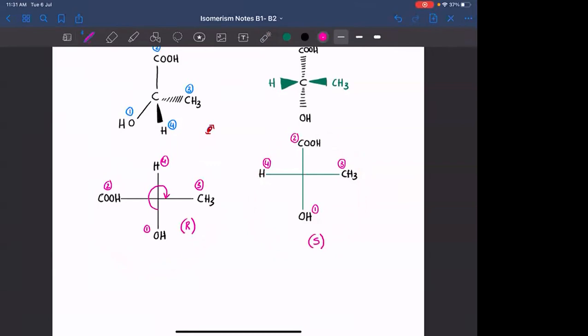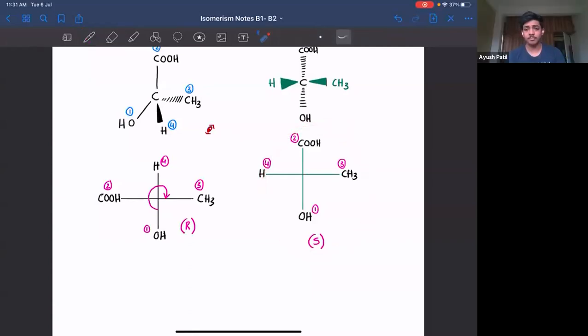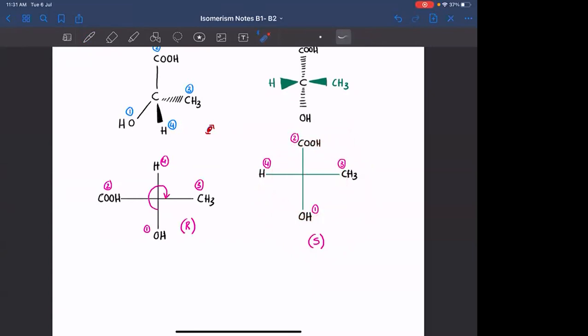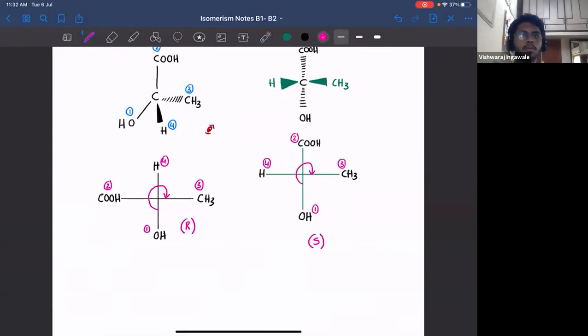Is that clear? Or else, in case of Fisher projection, you can do this. This is applicable only for Fisher projections. You can write the configuration of the molecule itself. If the lowest priority group is present on the horizontal line, write the opposite. If it is present on the vertical line, then that will be the answer. If the lowest priority group is present on the horizontal line, whatever answer comes, write its opposite. What does that mean? Here 1, 2, 3. I am rotating it in the clockwise sense, so it should be R, but S will be the answer.